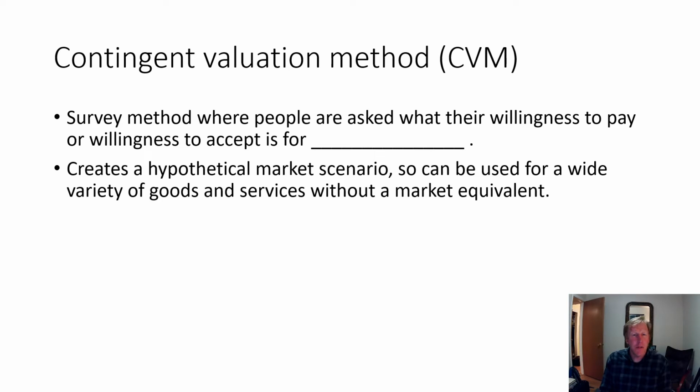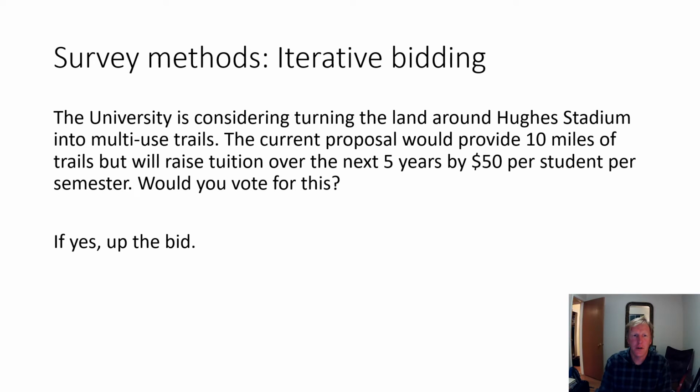It creates a hypothetical market scenario. So when it's done well, you're trying to create this hypothetical market that can be used for a wide variety of goods and services without some sort of market equivalent. So it's especially useful when there's not some sort of closely related good or any sort of market activity that you can directly relate to the environmental product you're asked for.